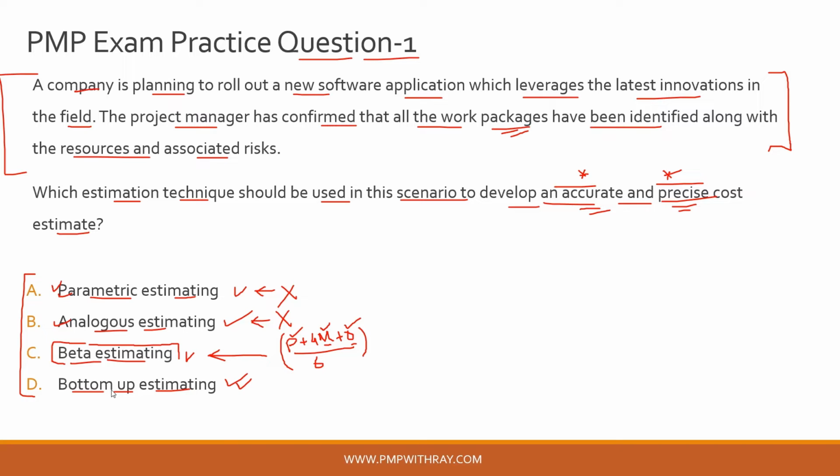However, please note that this bottom-up estimation technique might be more accurate and reliable than any of the other three estimation techniques, which are parametric, analogous, and beta, but this requires a thorough understanding of the project scope and detailed planning. So the correct answer to this question is option D, which is bottom-up estimating.